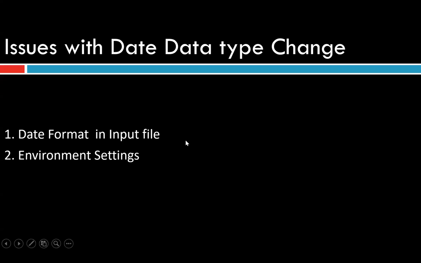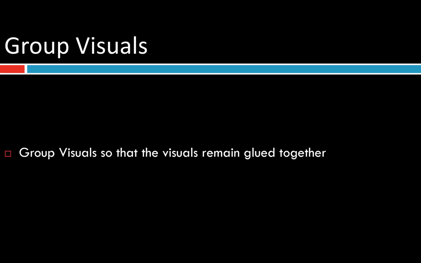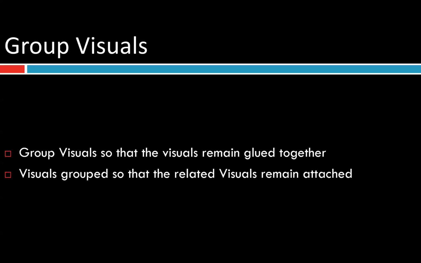We want to see the next point, grouping of visuals. And why do we group a visual? Why do we group some visuals? Visuals can be grouped so that they remain glued together or attached together, because of their nature, that both of these should be together, or because the visuals are related to each other, right?